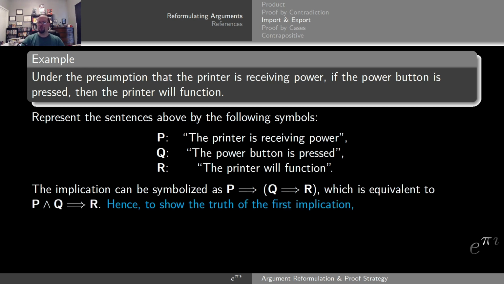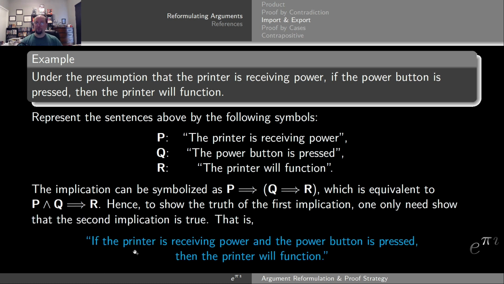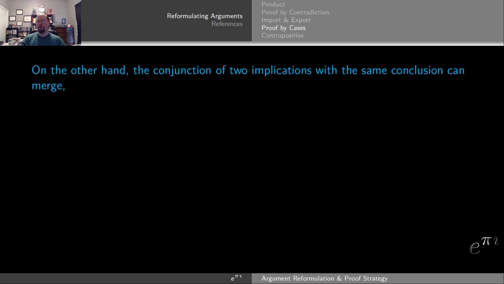So, if you want to show the truth of the original implication, the original sentence at the top, then one need only show that the second implication is true. That is, one needs to show that if the printer is receiving power and the power button is pressed, then the printer will function.